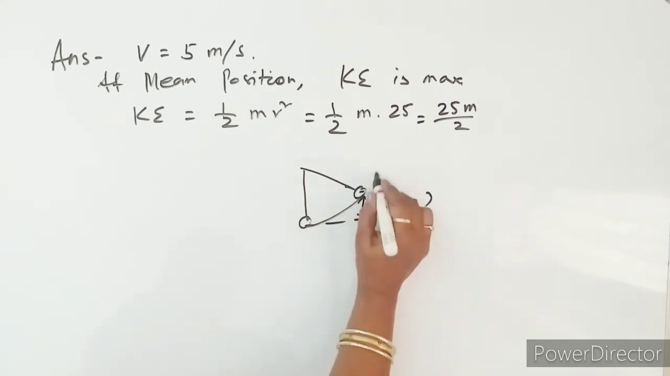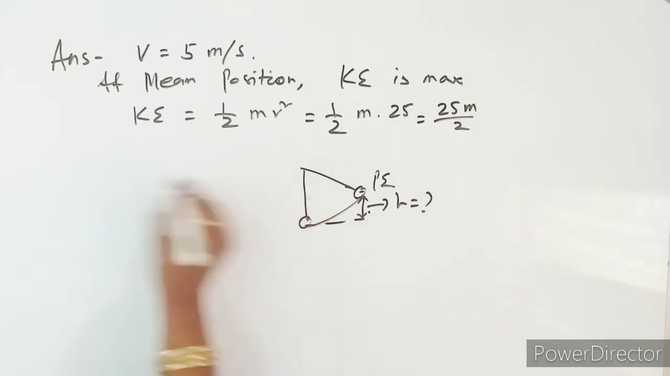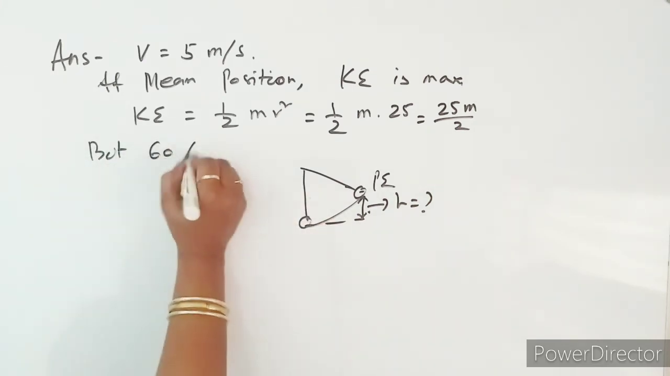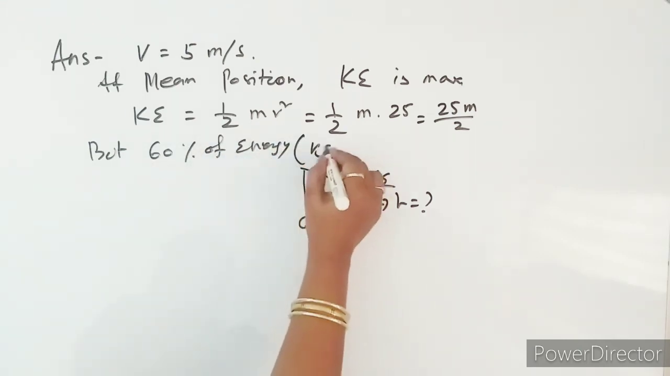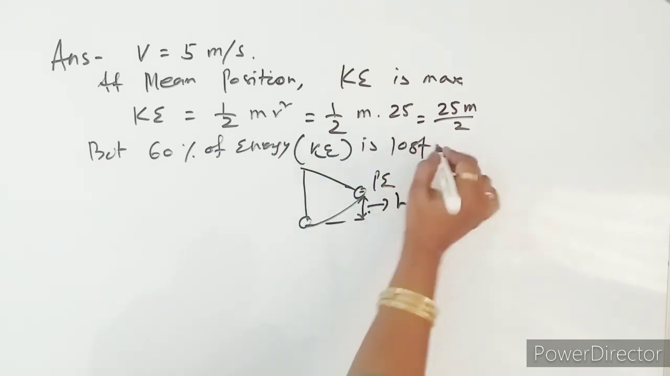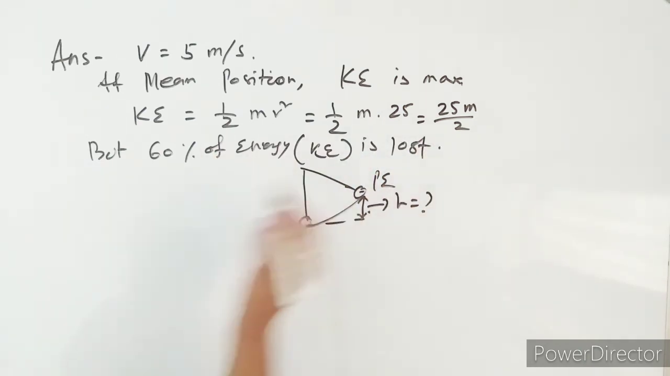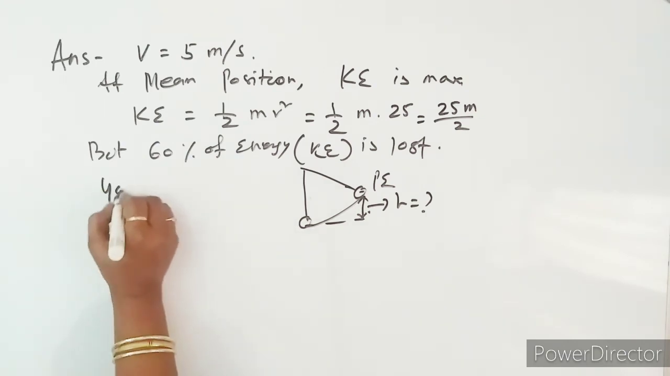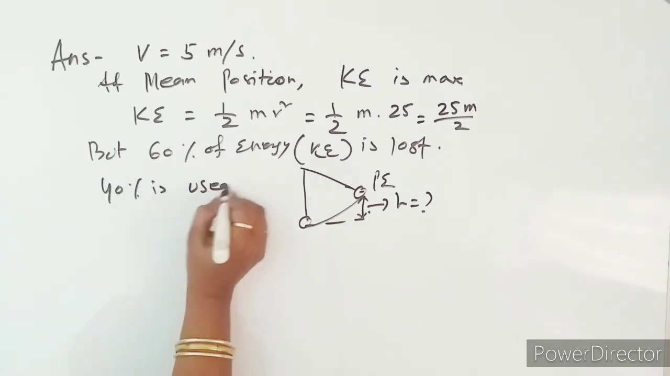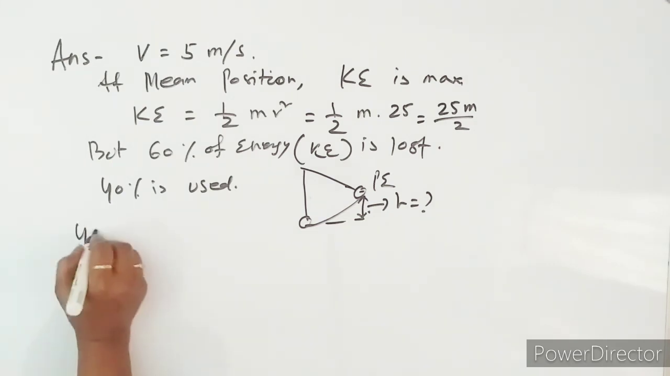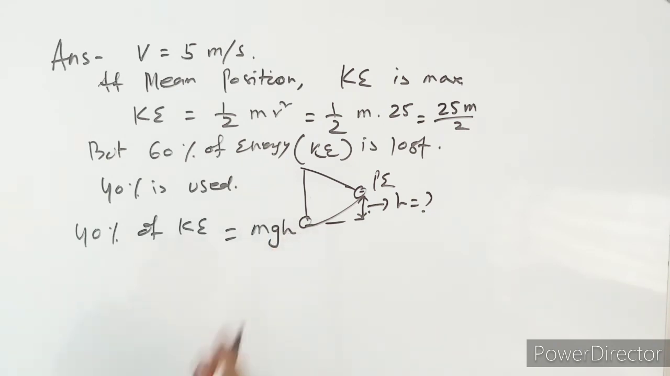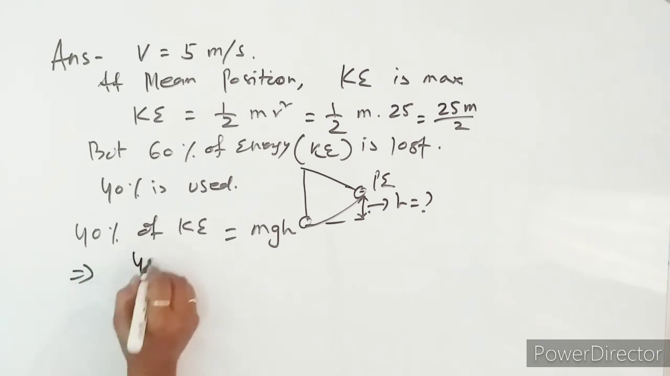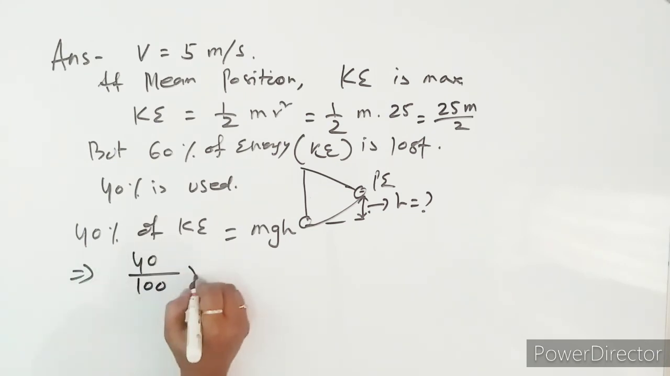So at this position it has maximum potential energy, but 60% of the kinetic energy is lost in overcoming air resistance. So what is left? Here 40% is used only. So 40% of kinetic energy is converted to potential energy. So now let us write this down. Here 40 by 100 into kinetic energy.